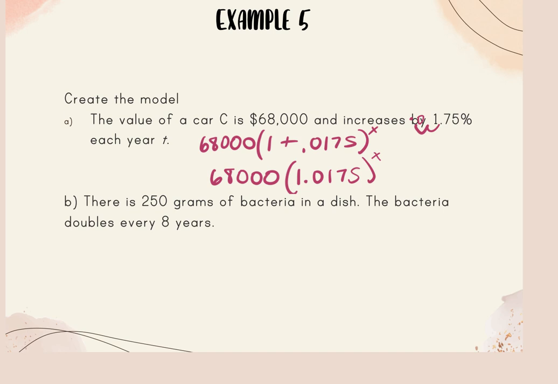B says there is 250 grams of bacteria in a dish. The bacteria doubles every 8 years. So it's 250 times, we're doubling, so the base is 2, to the T over H, H being the number of years or time it takes to double. So T over 8, or X over 8, it's the same thing. Your AP questions sometimes use T, sometimes use X, they're all the same. It just depends on what variable is picked. Questions so far?